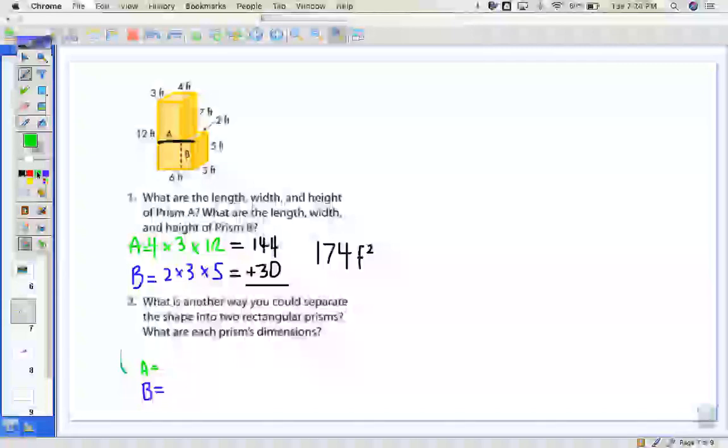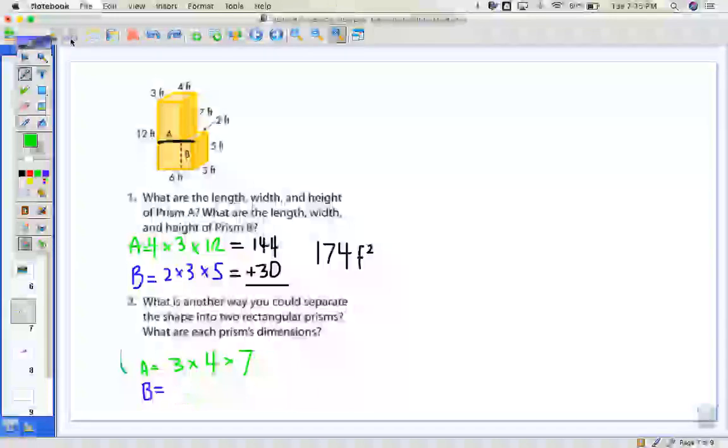So for A, you should have 3 times 4 is my length and width, times 7 is my height. And on the bottom, you should have 6. 6 is my length. 3 is my width. And now only 5 is my height.